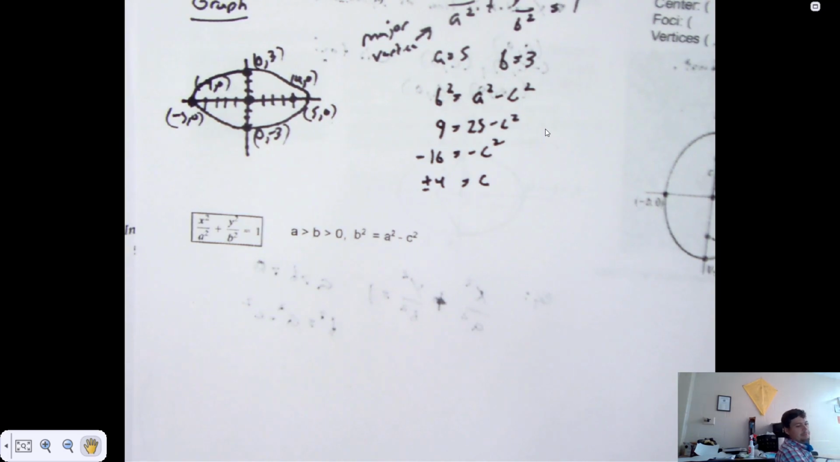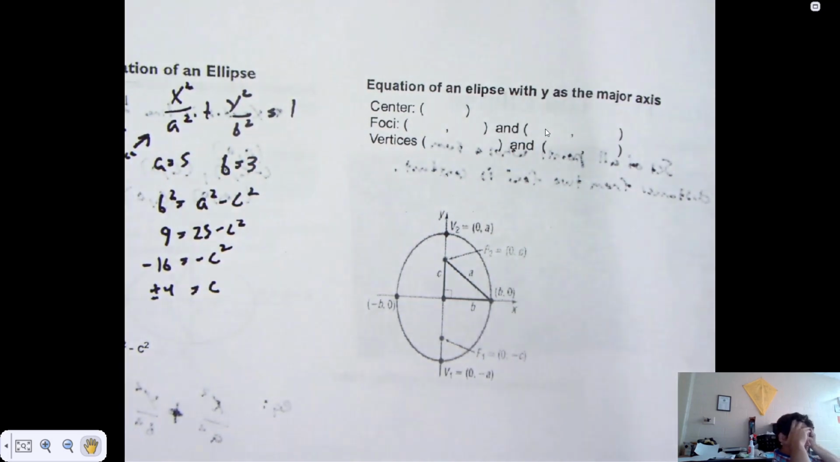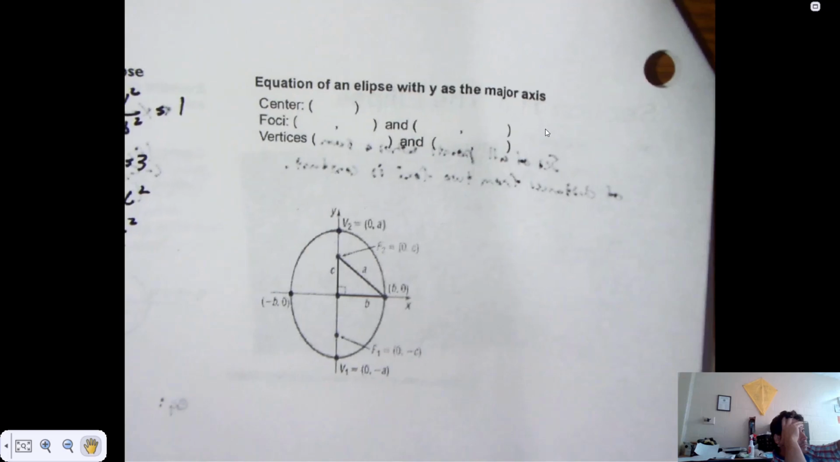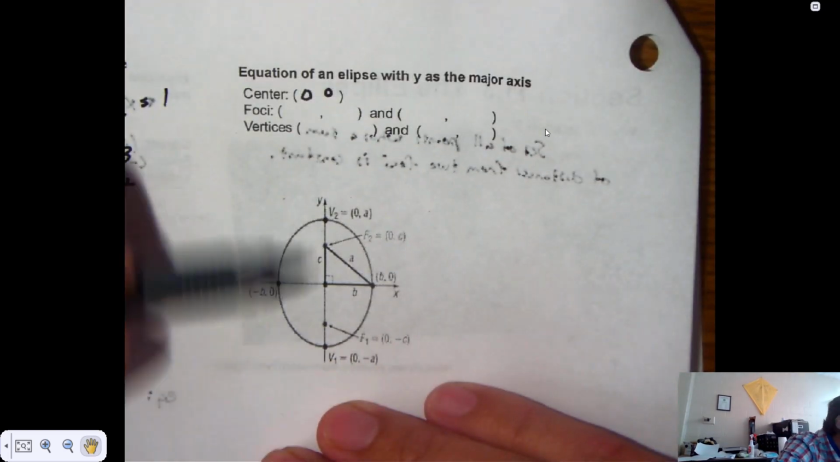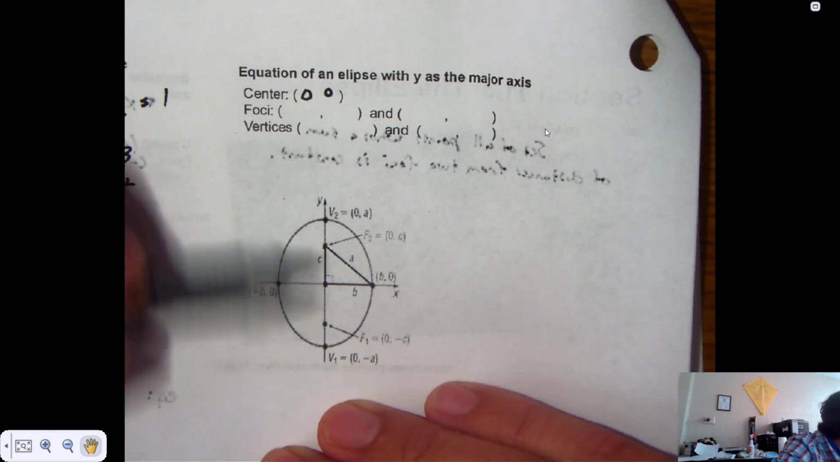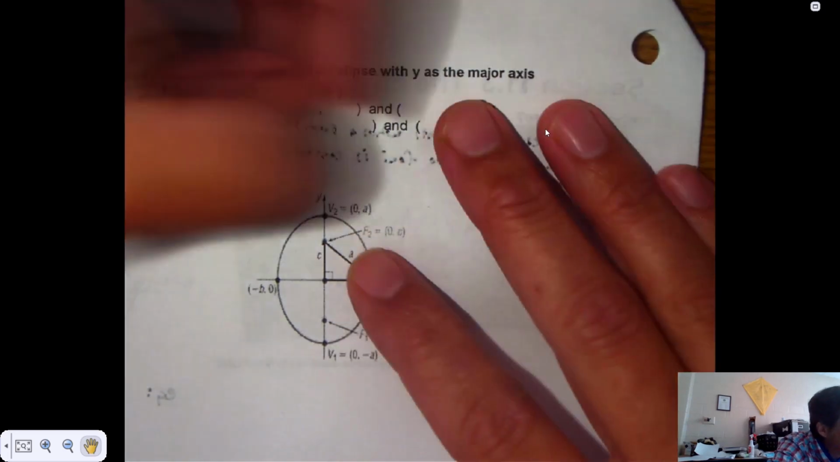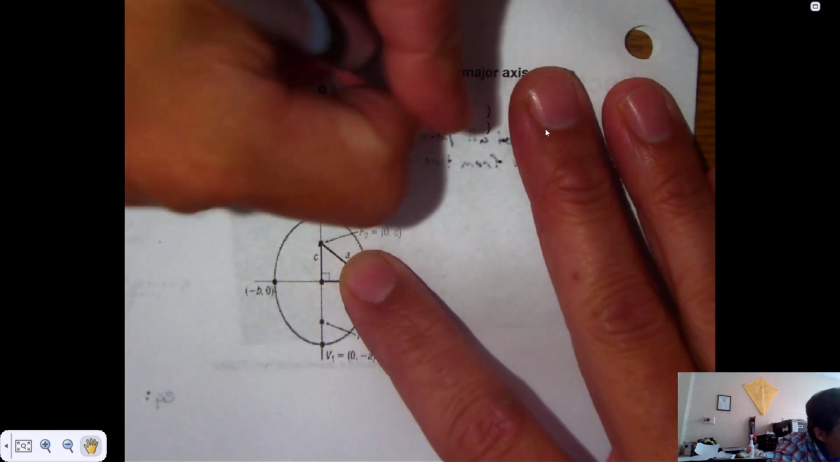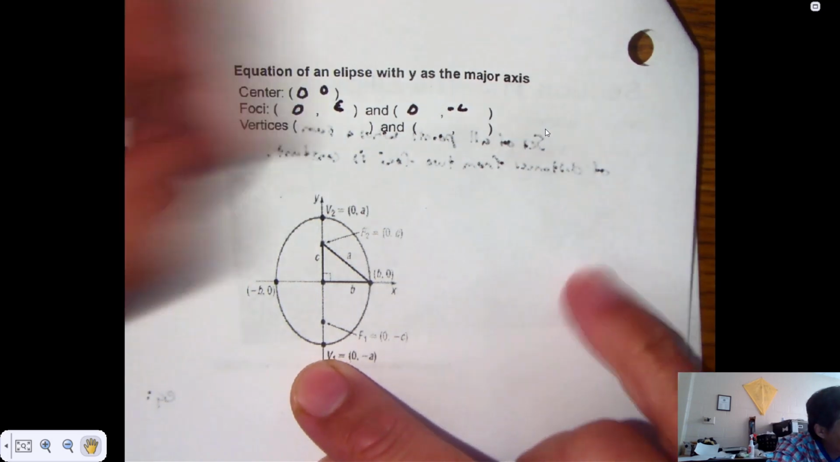Now it's time to do y-axis major. And here's a y-axis major. Not a whole lot actually changes. It really doesn't. Still have a center on this one since we're doing it at the origin, 0, 0. Now the y-axis is what we call the major axis here because we are being cut in half by the y-axis. So the foci actually lie on the y-axis. So instead of c, 0 or negative c, 0, it's the other way around. 0, c and 0, negative c. And the vertices, the letter a, the major vertices, are on the y-axis as well. So you have a 0, a and a 0, negative a.